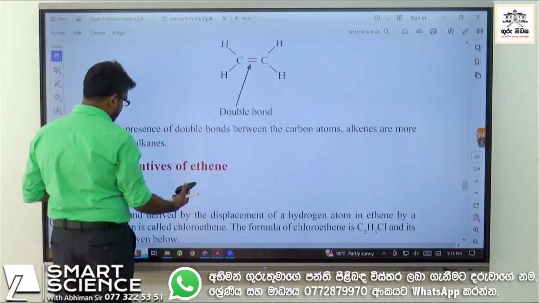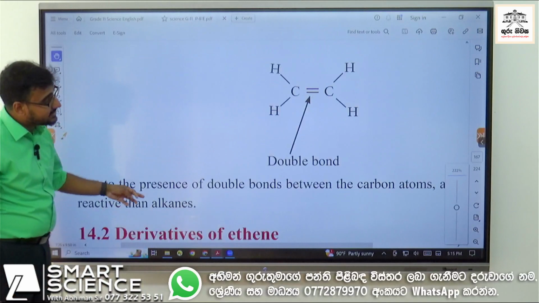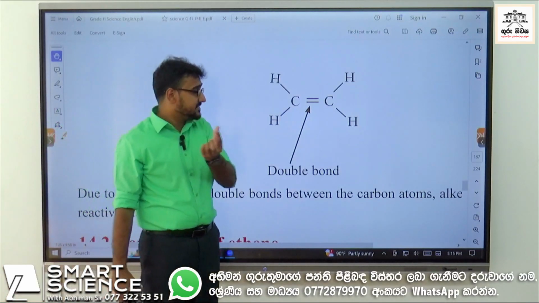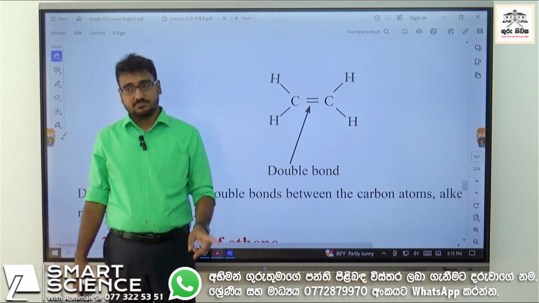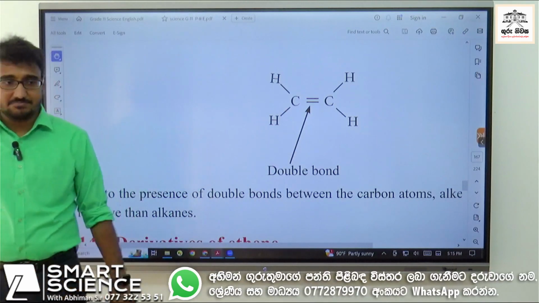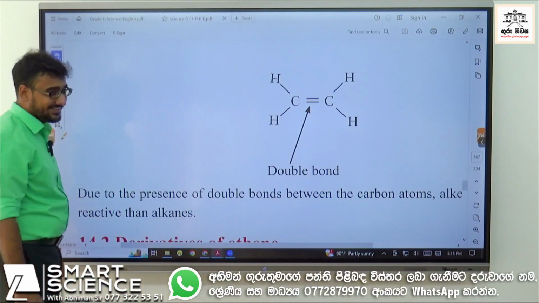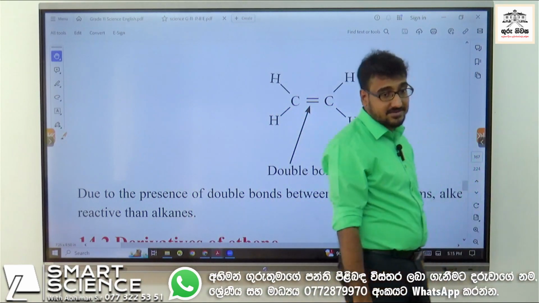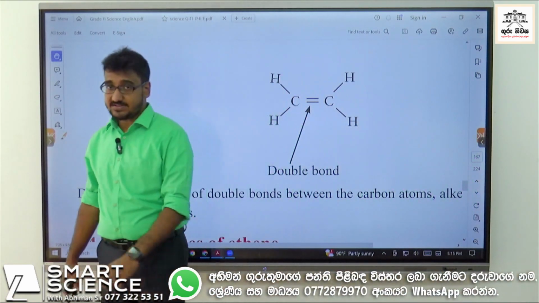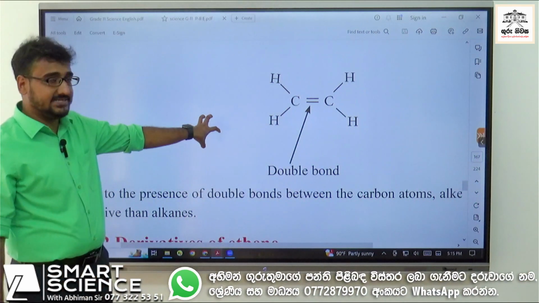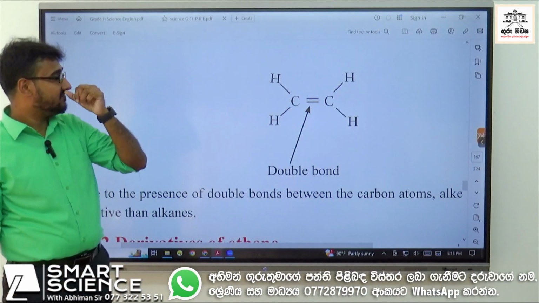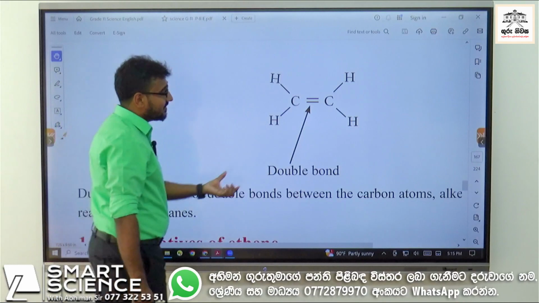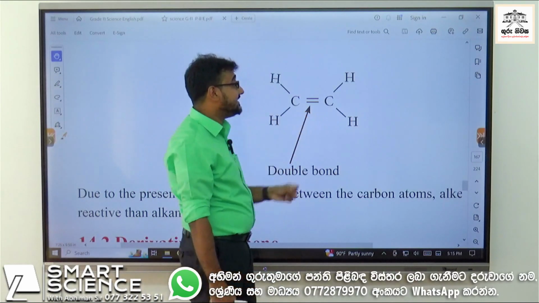This is the main compound and this is the first compound. Ethene is the first, but the common structure is known as alkenes. This is the first structure of the alkene, and this is the main structure of it. Why? Because this is the first, no? So this is known as alkene.